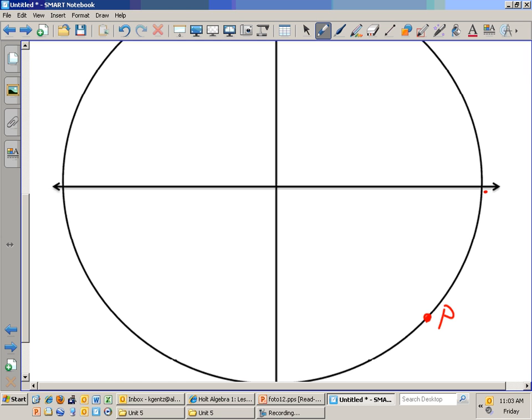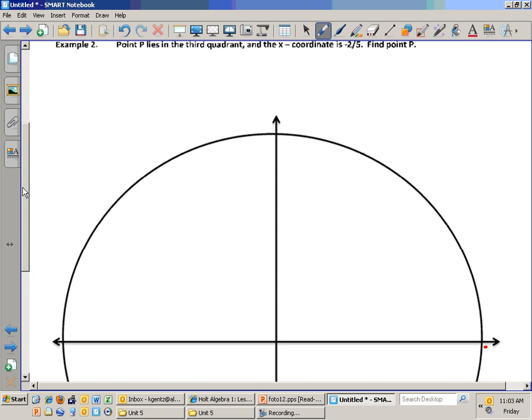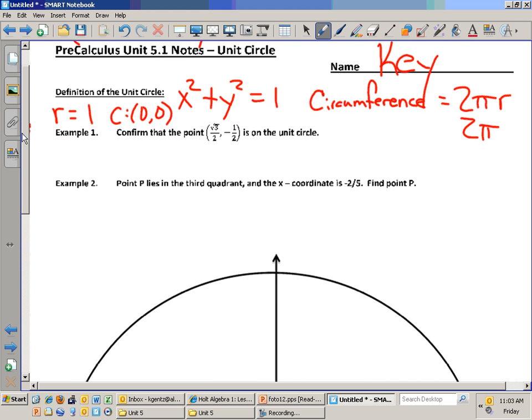We want to confirm that that point does in fact lie on the unit circle. How would I confirm that that point lies on the unit circle? Any thoughts? I will use my equation, x squared plus y squared equals 1. I will plug in my x value, I will plug in my y value, and go from there. So square root of 3 over 2, quantity squared, plus negative 1 over 2, quantity squared. See if that equals 1.